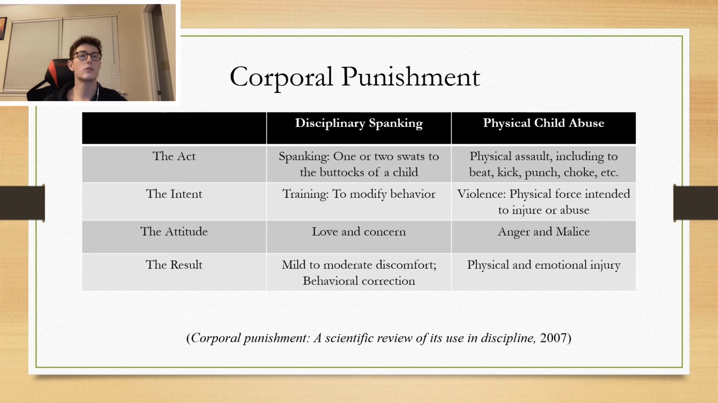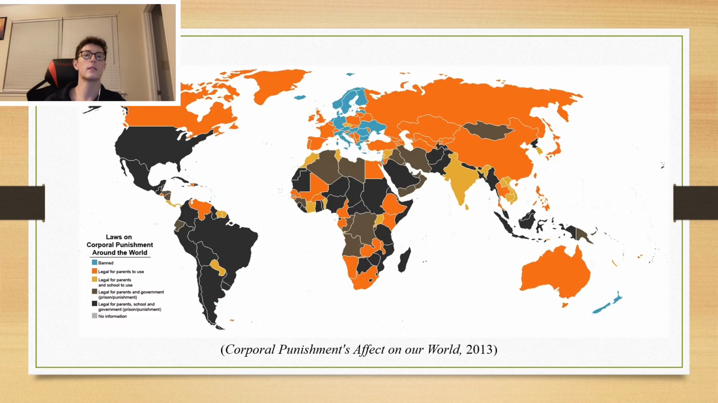The graph labels the final row of the chart the result. I'd like to change it to the intended result since there's controversy over the spanking. However, the intended results for disciplinary spanking are mild to moderate discomfort for behavioral correction, while the intended result for physical child abuse is physical and emotional injury. As I said near the end of the last slide, there's a lot of controversy about whether spanking and corporal punishment should be classified as child abuse or not.